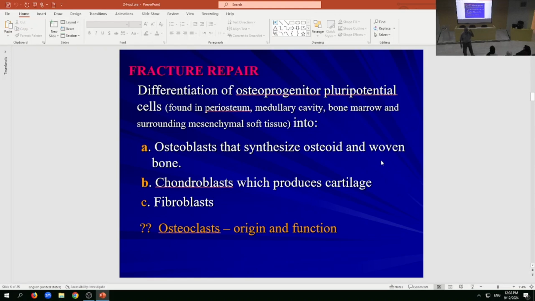Yes, they come from the monocyte. These are monocytes. They were in the blood vessels, and when they leave the blood vessels, we change their name. We call them macrophages, we call them Kupffer cells, we call them astrocytes, we call them so many names depending on the organ. So in the bone, we call them osteoclasts.